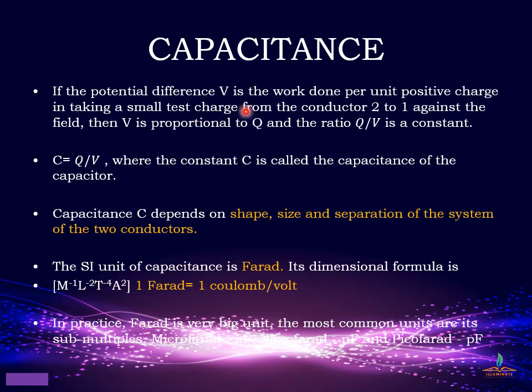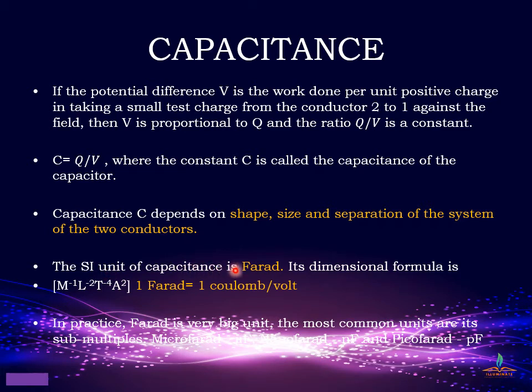Now what do you understand by capacitance? If the potential difference V is the work done per unit charge in taking a small test charge from conductor 2 to conductor 1 against the field, then V is proportional to Q and the ratio Q by V is constant. This ratio Q by V, which is constant, is known as the capacitance of the capacitor. Capacitance depends on three properties of the conductors: the shape of the conductors, the size of the conductors, and the separation of the system of the two conductors.